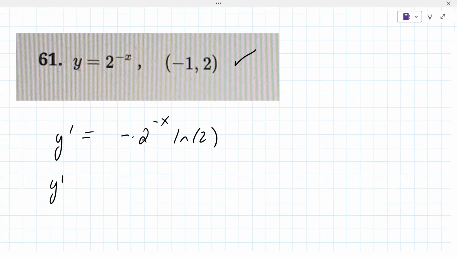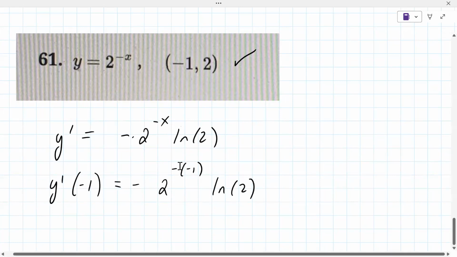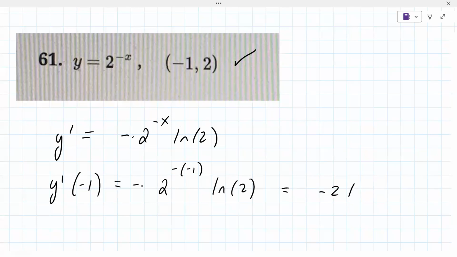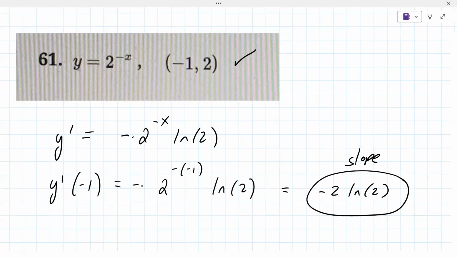Okay, and then we've got to put in the value of -1 for x. So it's -2 to the negative of -1 natural log of 2. So these two negatives cancel and you get 1. 2 to the 1 is 2. So the answer is -2 natural log of 2. That is your slope, even though you may not like it. That is absolutely the slope there.